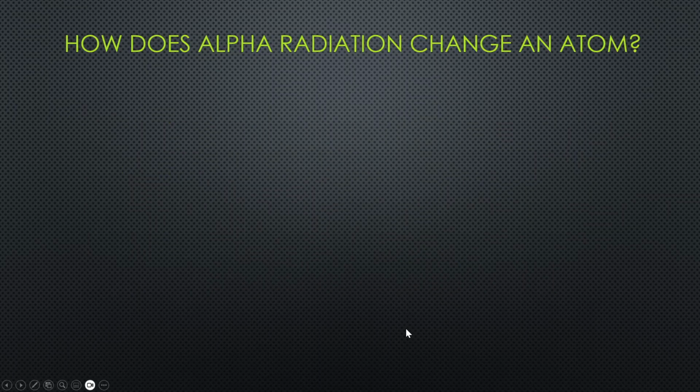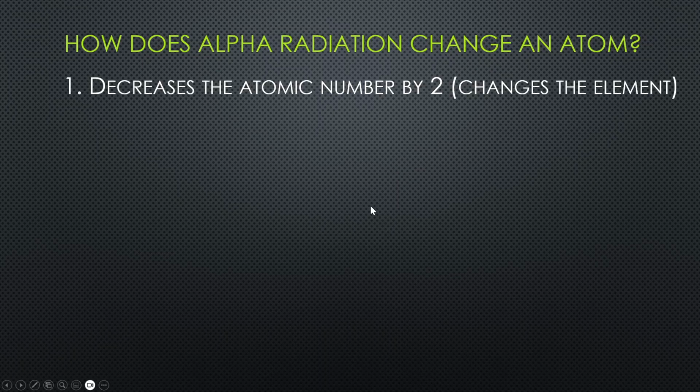All right, so how does alpha radiation change an atom? First of all, it decreases the atomic number by 2. Remember, we said it's being released, which means it's being removed from the actual nucleus. So it is decreasing the atomic number of the element that's decaying by 2, because we're releasing 2 protons. So it's going to change what the element is. And then it decreases the mass by 4, because we're releasing 2 protons and 2 neutrons.